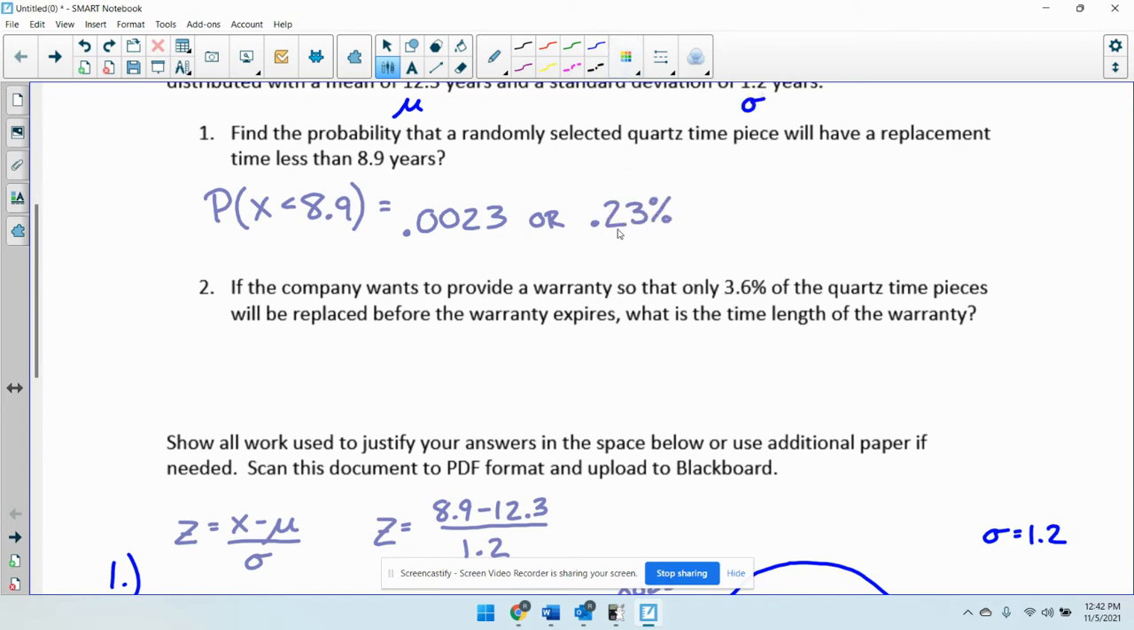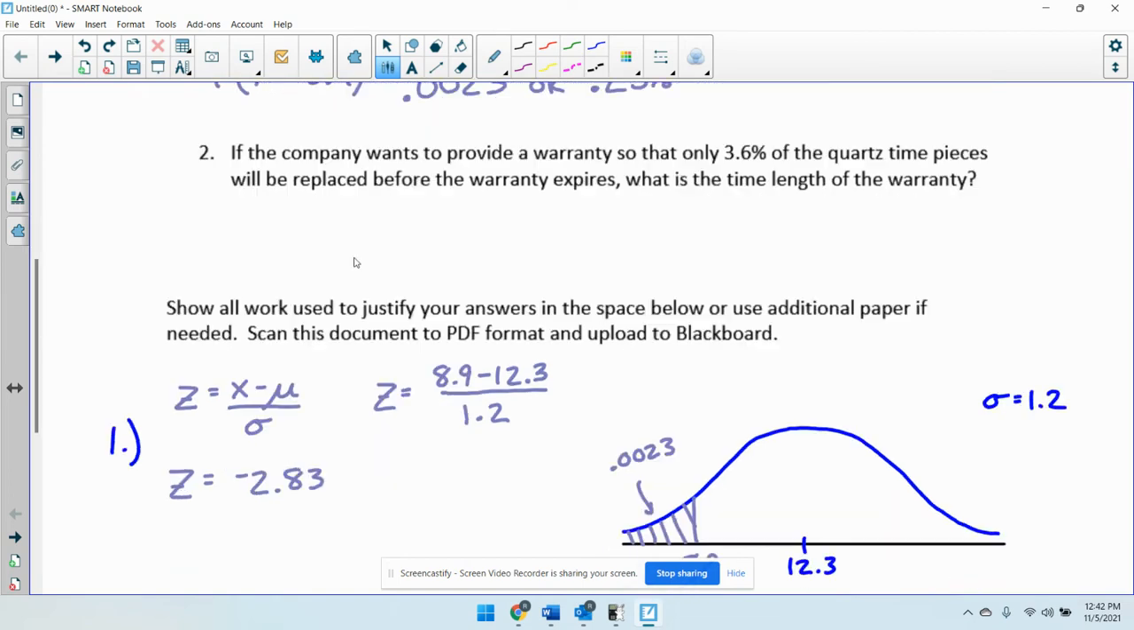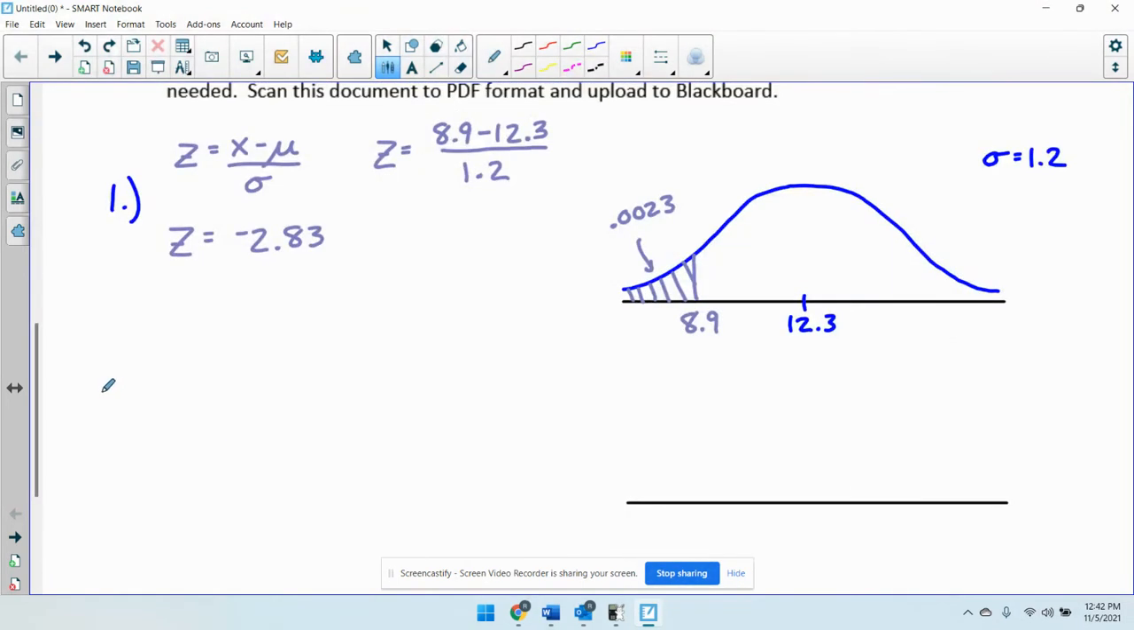Okay. Now the next question says the company wants to provide a warranty so that only 3.6% of the quartz timepieces will be replaced before that time. What is the length of the warranty? So let's put that work down here. I'm going to draw the curve again. It's going to look the same except for a few small differences.